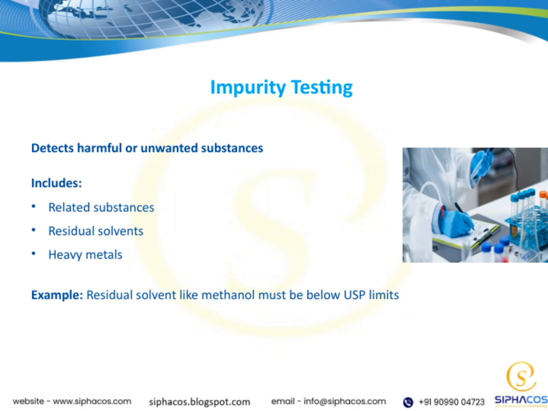Related substances are chemical impurities that are closely related to the active ingredient, and they need to be carefully monitored. Residual solvents are leftover chemicals from the manufacturing process, and it's important to keep them within safe limits. For example, residual methanol must be below the limits set by the USP to ensure safety for patients. Heavy metals are another concern, as they can be toxic even in small amounts.